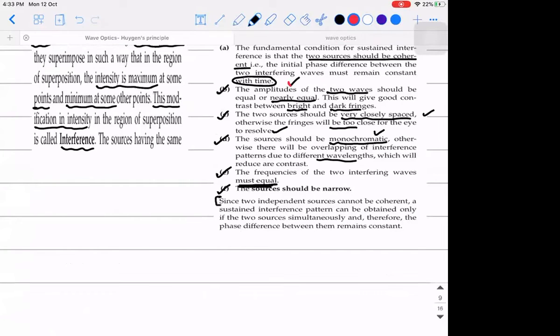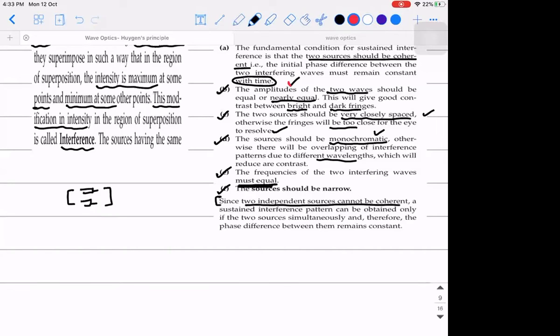Listen, since two independent sources cannot be coherent, when I say two independent sources, even two lights, if I have two torch lights in my hand which are producing the same green color, though the color is the same, we can say monochromatic because it's green color. But these two sources taken together will not be coherent. That is happening because what is the main reason for an electromagnetic wave to get generated?